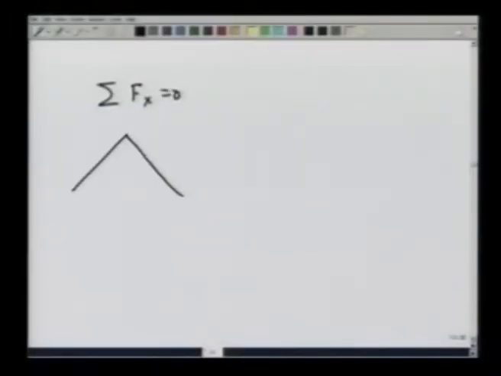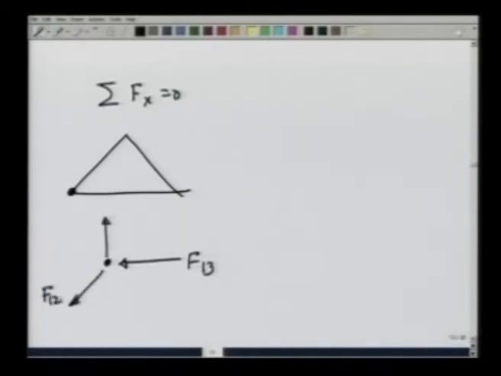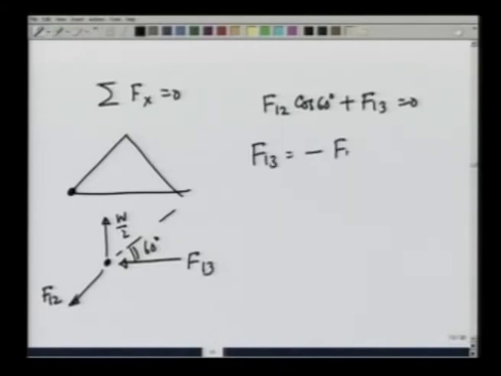summation F x is equal to 0. I recall that I am talking about this pin. On this pin, there is a force this way, F 1, 3, F 1, 2 and W by 2. This angle is 60 degrees. I am going to have F 1, 2 cosine of 60 degrees plus F 1, 3 is equal to 0, or F 1, 3 is equal to minus F 1, 2 cosine of 60 degrees, which is nothing but minus F 1, 2 over 2.